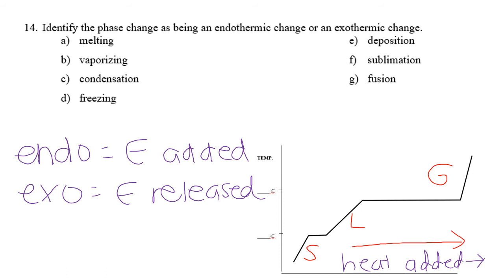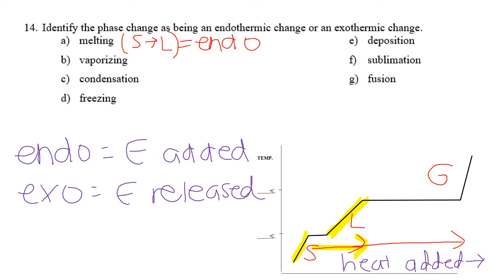For A, melting. What is melting? Melting is when it goes from solid to liquid. Well, to go from a solid to a liquid, you have to go from here to here. You have to go right on the heating curve. That's going right. And so that would be energy being required. That would be an endothermic change.